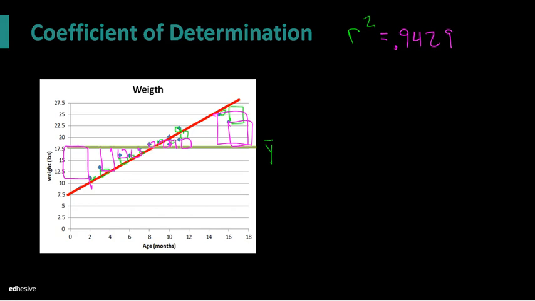Because if I were to just use the mean and guess every baby's weight, I'm just going to guess the mean of all babies, I'm not going to be very accurate. Maybe in the middle I will be, but on the ends I'm not. That's why our red line is very, very reliable, because it's better at making those predictions. And why is it better? Because 94% of the variation in weight is actually explained by the least squares regression line.